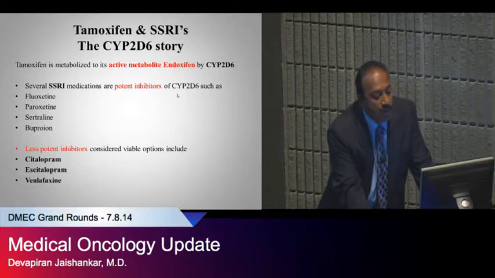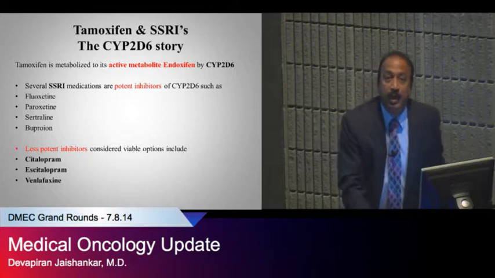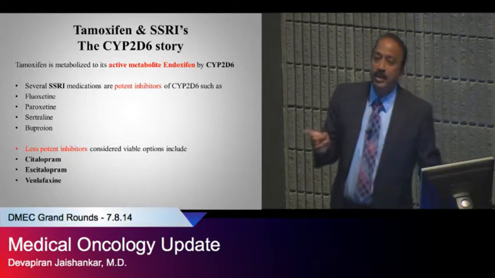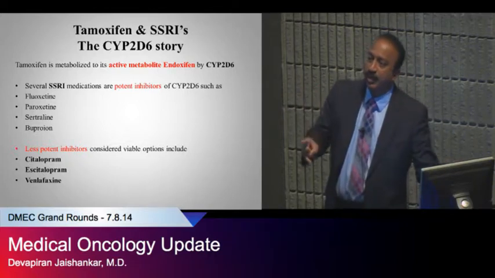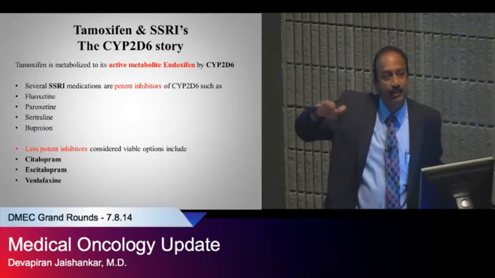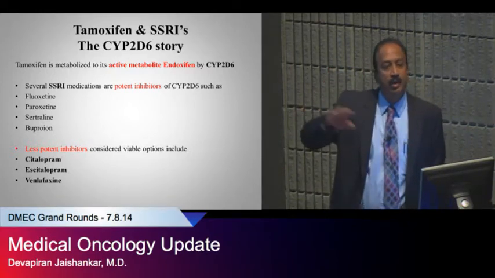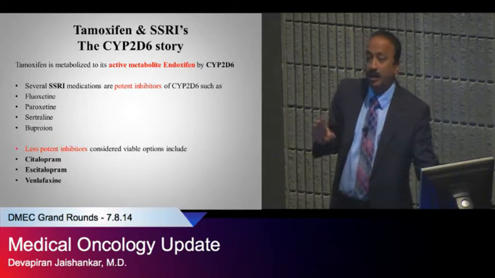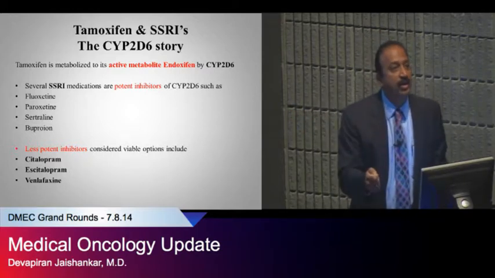Therefore, if you were to use fluoxetine, and I am going to use some trade names here just for the benefit of the trainees, that's Prozac, paroxetine, that's Paxil, sertraline, that is Zoloft, bupropion, that's spelled wrong there, which is Wellbutrin. All these are potent inhibitors, which means they would decrease your endoxifen level, which means they would increase your relapse risk. So this is an absolute no-no, and you really never want a patient or somebody representing the patient coming back with this data to show you.